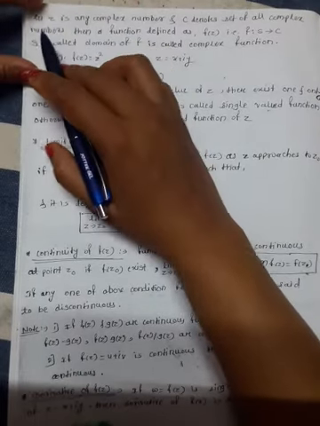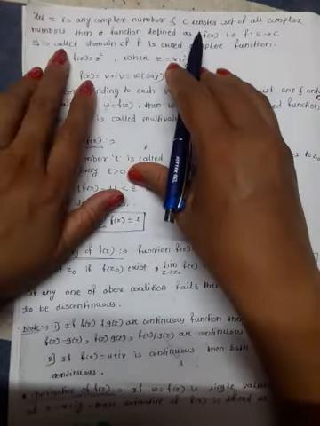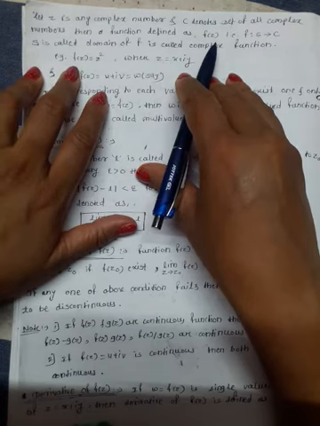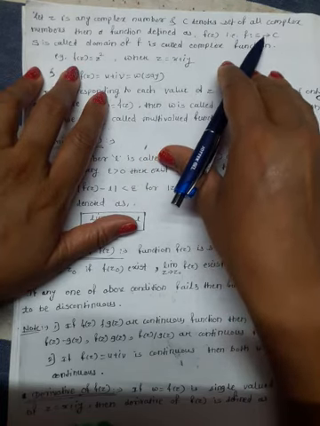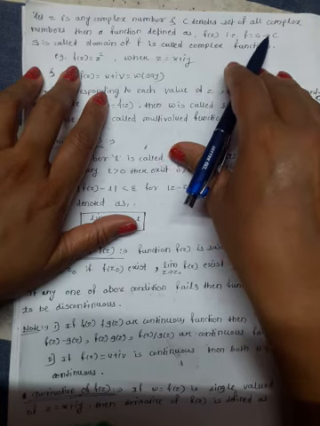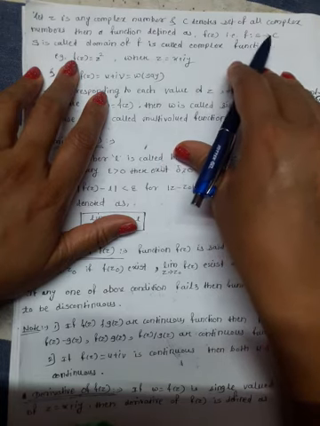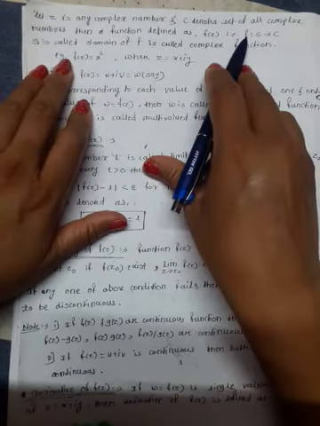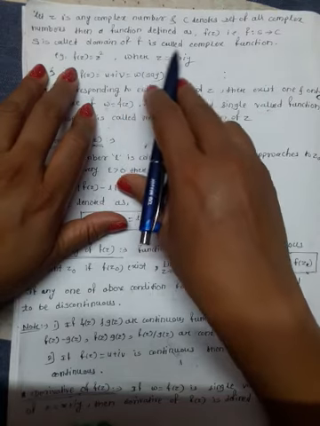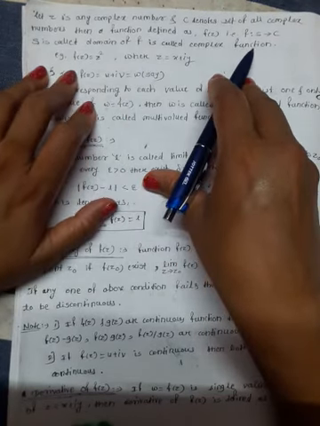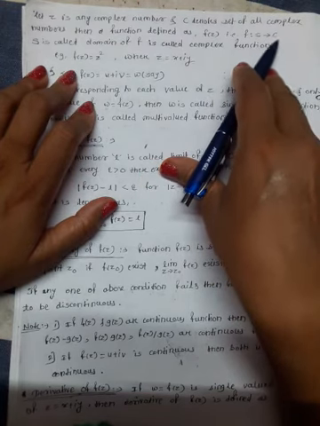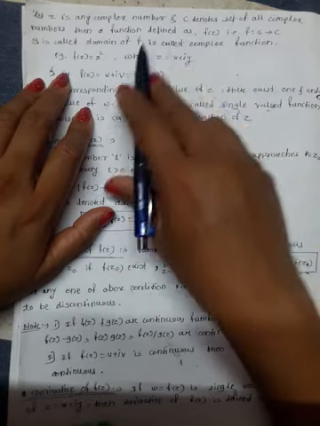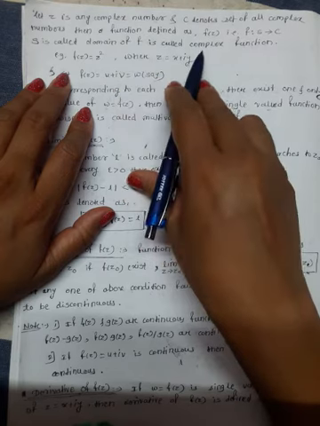Let z be any complex number and C denote the set of all complex numbers. Then a function is defined as f from S to C, where S is the domain set and it belongs to C, the set of complex numbers. Then S is called the domain of the function f of z, and f is called a complex function because its codomain is the set of complex numbers. Since z is a complex number, function f is called a complex function.